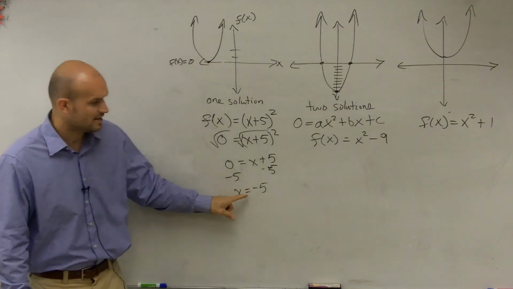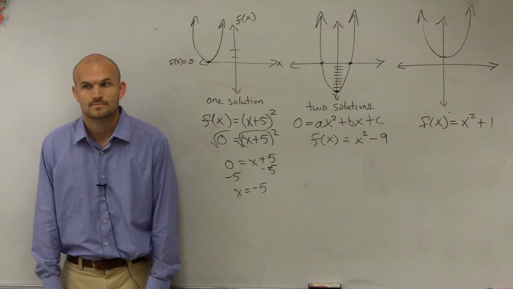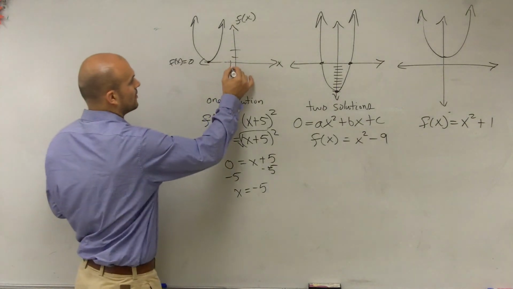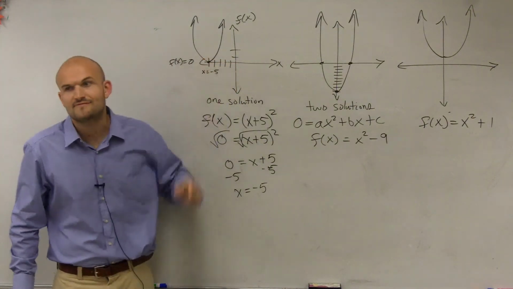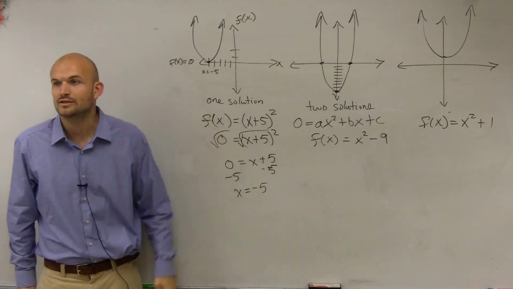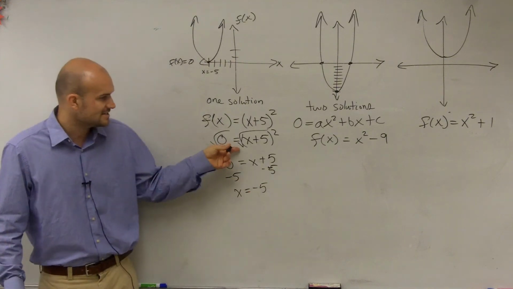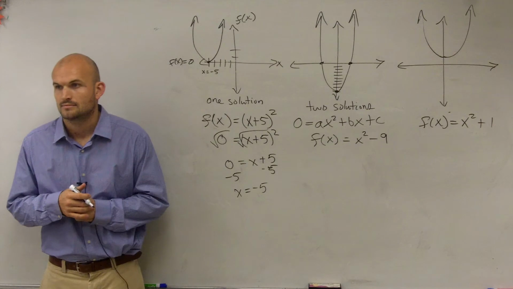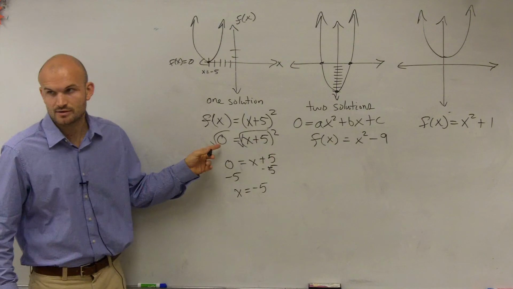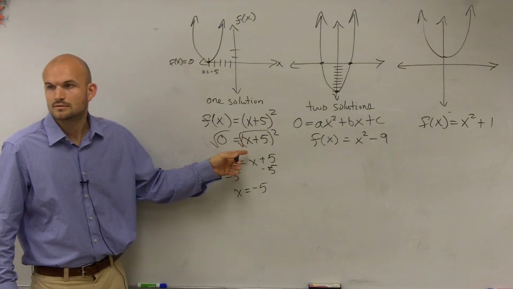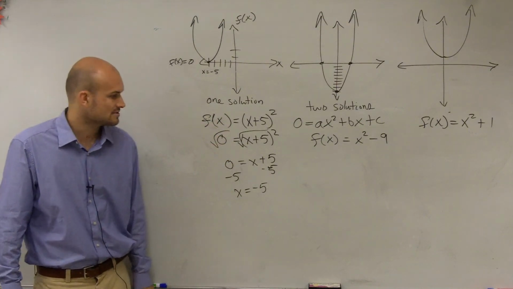All right? So therefore, is there only one answer? The value of x. X equals negative 5. That is the only solution that makes this true when f of x equals 0. That's the only value that makes this equation true. We set it equal to 0, and then we solved for x, and we got x equals negative 5.